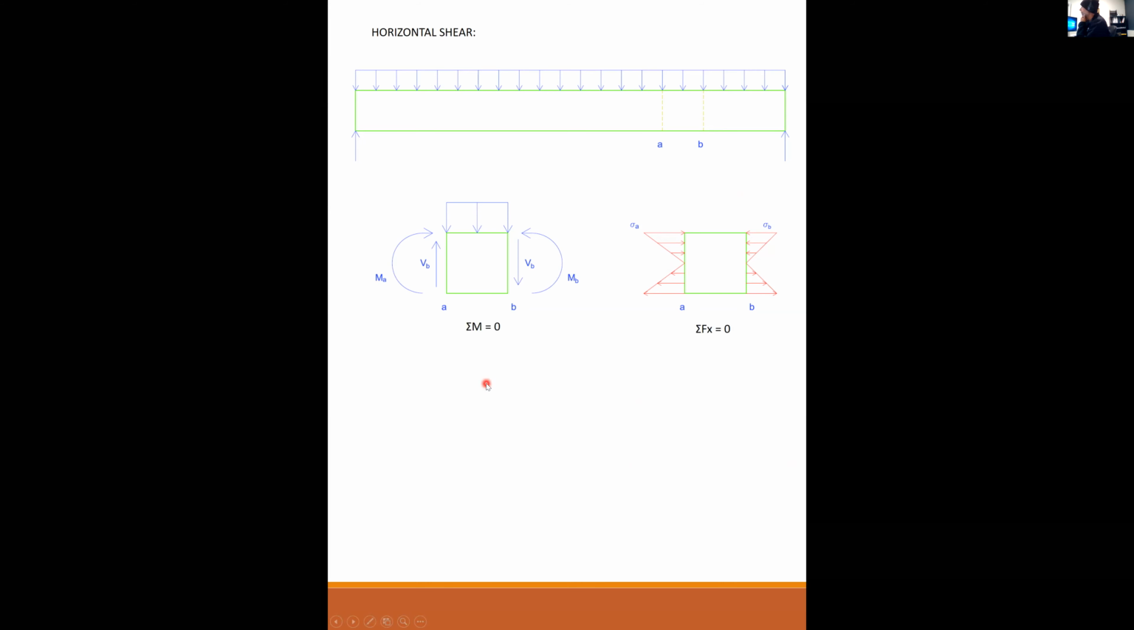Okay. The sum of the moments has to equal 0. And so you have this uniform load that has a moment arm to B. So the uniform load plus B has to equal A because the moments have to equal 0. That's why the moment at A is larger than the moment at B. Here, the sum of the forces has to equal 0. So the compression is balanced by the tension. The compression over here is balanced by the tension. The total sum of horizontal forces is equal to 0.